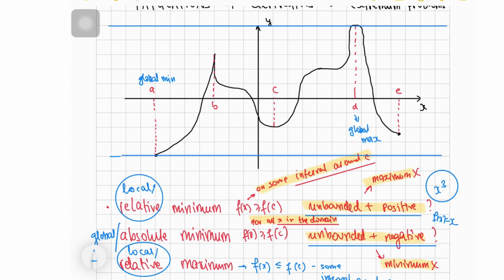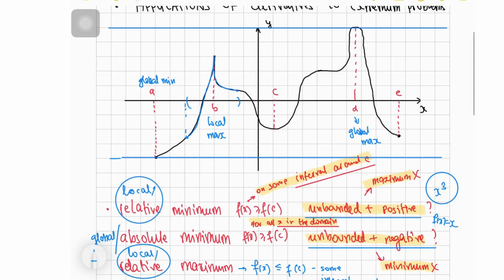If you take an interval large enough that contains B, then you can see that on that part of the graph, let's say this that I'm going to mark as blue, B is a local maximum because it is greater than all other values from that interval.